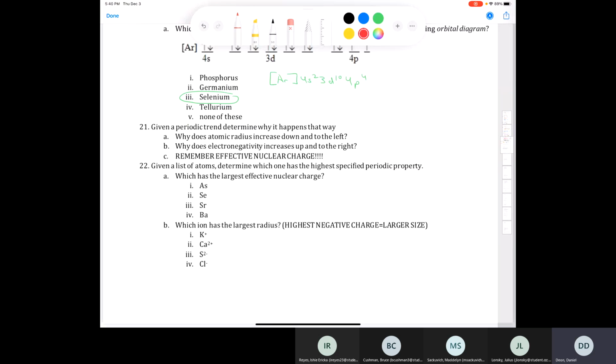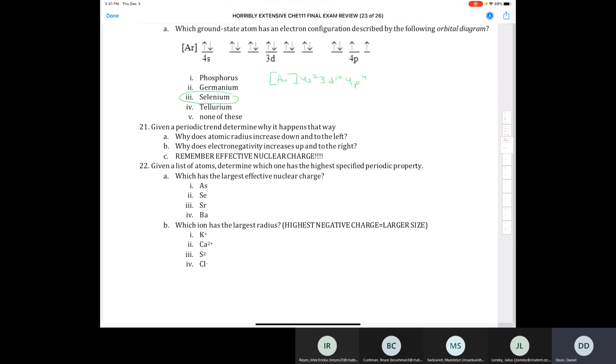So given a periodic trend, determine why it happens that way. Why does atomic radius increase going down and to the left? Well, the bottom left-hand corner, it's because as you go down, principal quantum number increases and effective nuclear charge decreases. Why does electronegativity increase going up and to the right?